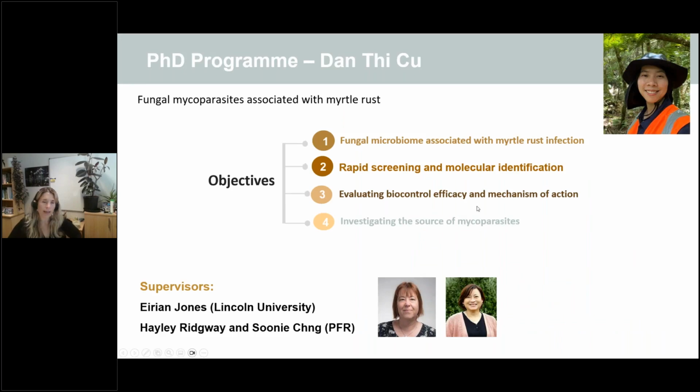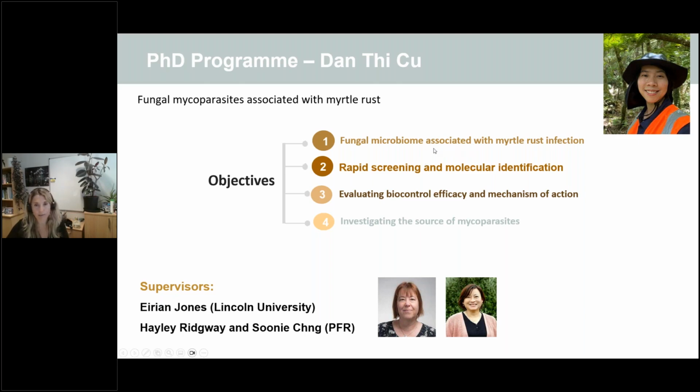Accompanying this, we also have a PhD program that we started, and this is because we had a whole bunch of potential hyperparasites or mycoparasites that needed more work. It was more than just batch testing. We wanted to look at their ability to infect Austropuccinia psidii and their ability to kill it, essentially. And this work is being done by Dante Gu, who is undertaking that PhD program with Arian Jones and Suni Ching. And she has 4 objectives.